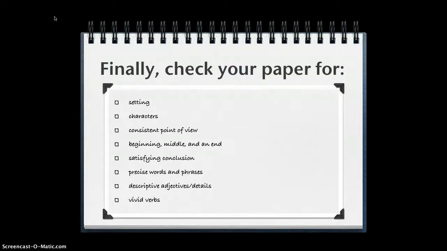When you're finished revising your paper, make sure you check your paper to make sure that you have a setting in your paper, that you have characters, that you have a consistent point of view, a beginning, middle, and an end, a satisfying conclusion. Conclusions such as the end and I hope you enjoy reading my paper and that's all are not very good conclusions and will not be acceptable for your narrative writing. You must give a conclusion, a good conclusion. Also use precise words and phrases. Use descriptive adjectives and details and vivid verbs.